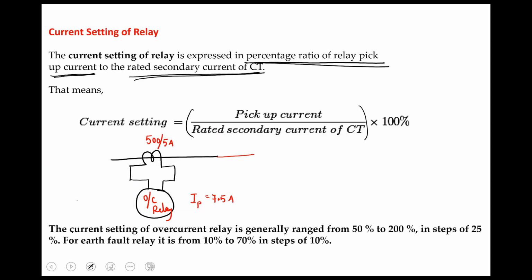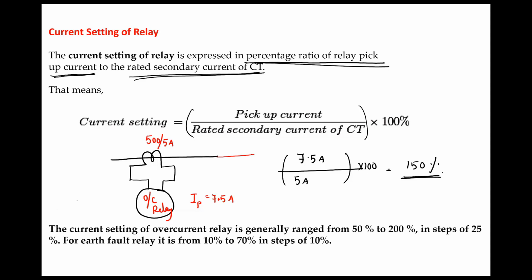Now, what is the current setting of this relay? Current setting will become how much? What is the pickup current? 7.5 ampere. What is the rated secondary CT current? 5 ampere. So this into 100. So this will become how much? 150%. So your current setting is 150%. Understand?